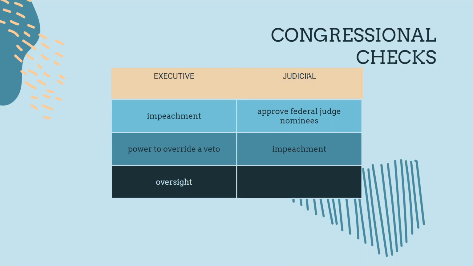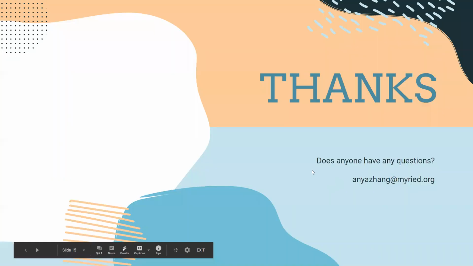And Congress over the judicial, they can approve federal judge nominees. So if the president selects a federal judge that isn't that qualified, the Senate can be like, no, you can't do that. And then the person would never become a federal judge. And they can impeach judges if they're not doing their job correctly.